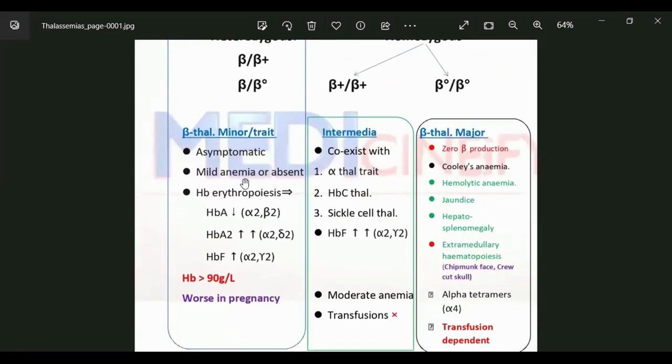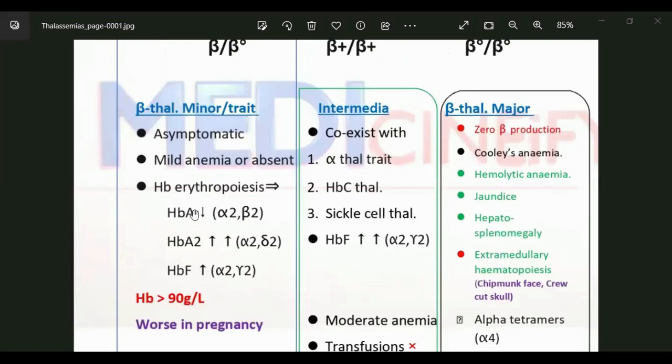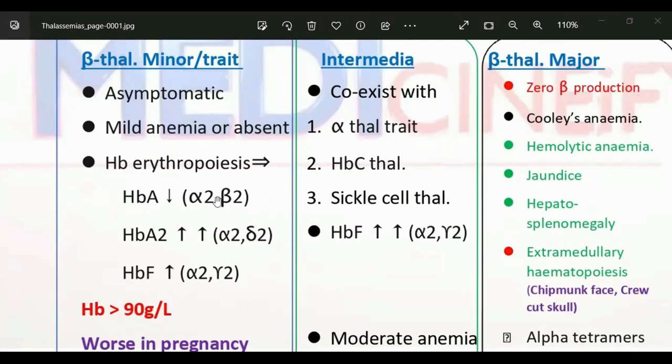This is mainly an asymptomatic heterozygous carrier stage. There can be mild anemia or not. If anemia is present, it can be confused with IDA easily. Let's see about the hemoglobin erythropoiesis. Hemoglobin A will go down. HbA means adult hemoglobin, the default.